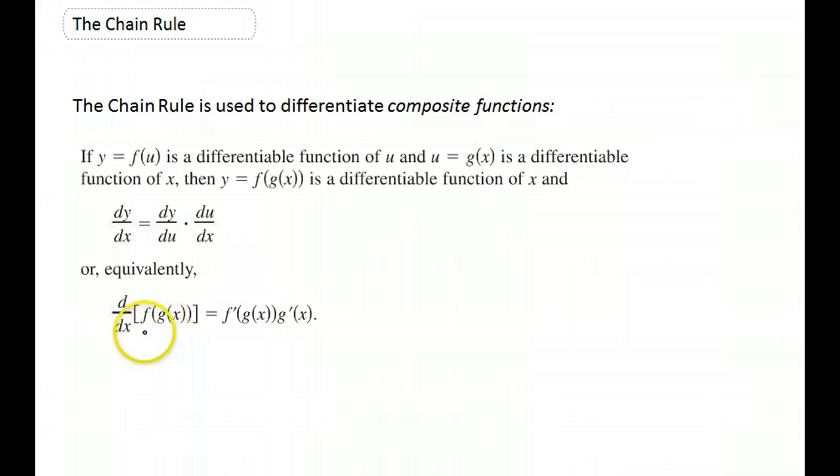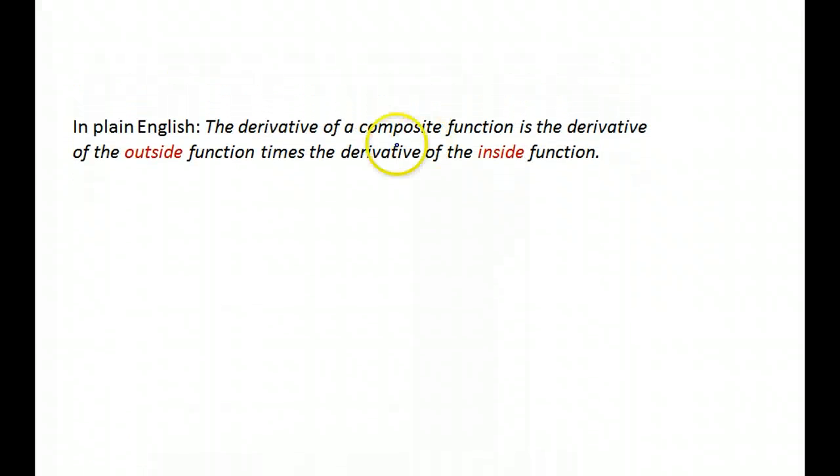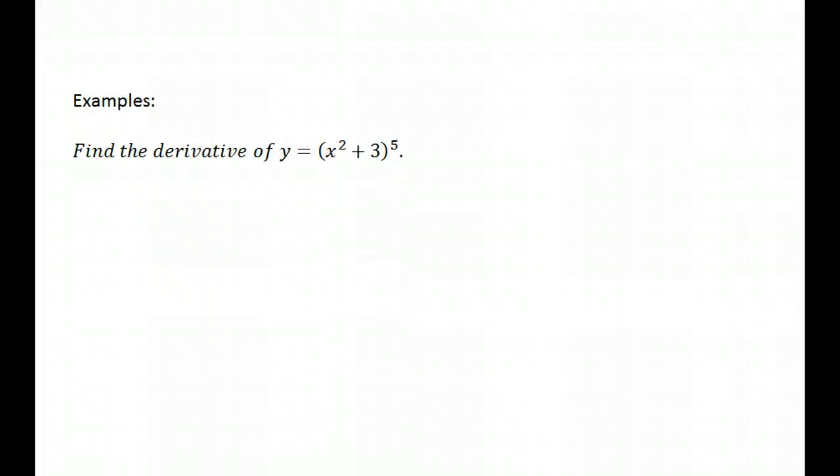Or equivalently, the derivative of f of g of x with respect to x is f prime of g of x times g prime of x. What the heck is all that about? Well, it's pretty simple in plain English. It says that the derivative of a composite function, where you have a function inside a function, is the derivative of the outside function times the derivative of the inside function. So whenever you have a composite function, you take the derivative of the outside function first and multiply it by the derivative of the inside function. And it'll be clearer when we work a few examples.